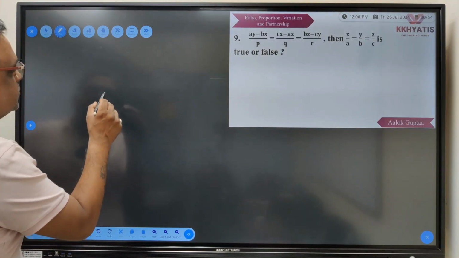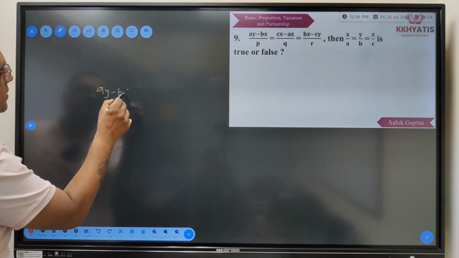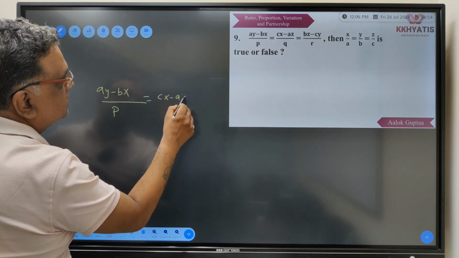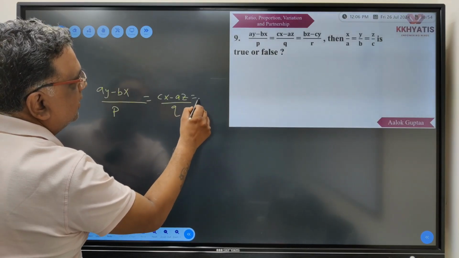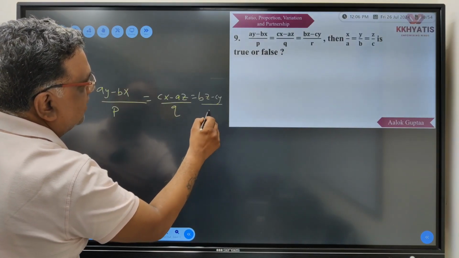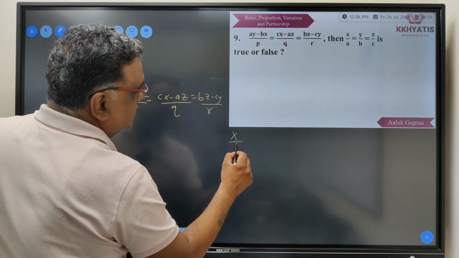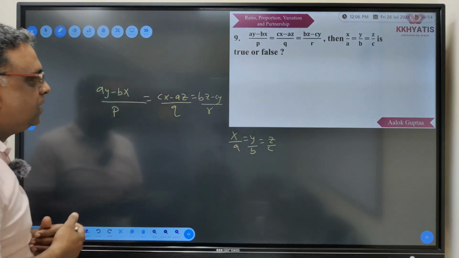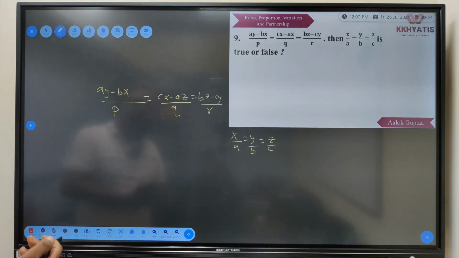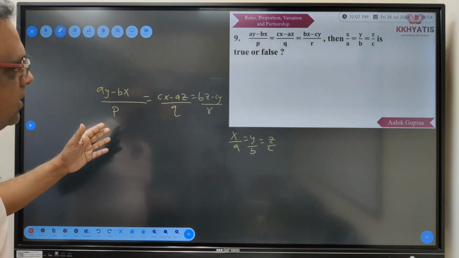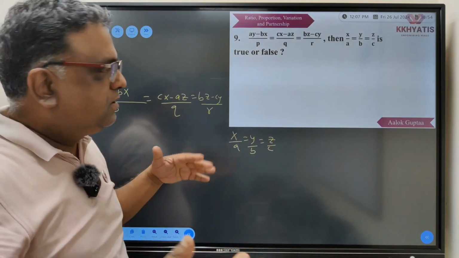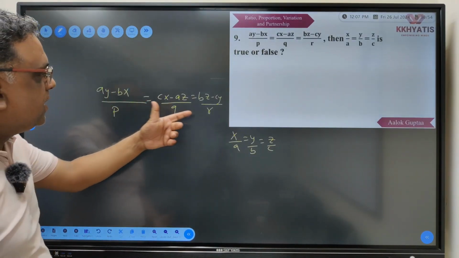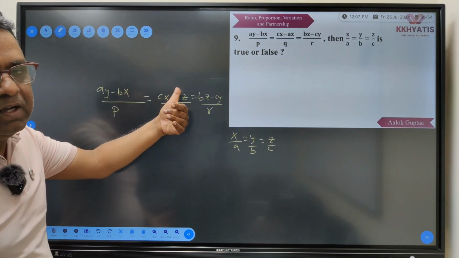Okay, another similar sum. So we have AY minus BX upon P equals CX minus AZ upon Q and BZ minus CY upon R. Then again we will ask the question whether X upon A equals Y upon B equals Z upon C is true or false. If you see in the previous sums, the numerator and denominator, all three quantities were actually symmetrical. But here there is another term PQR which is missing from the numerator.